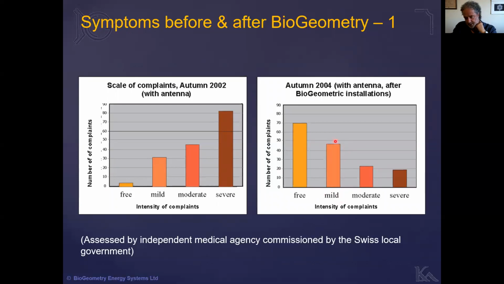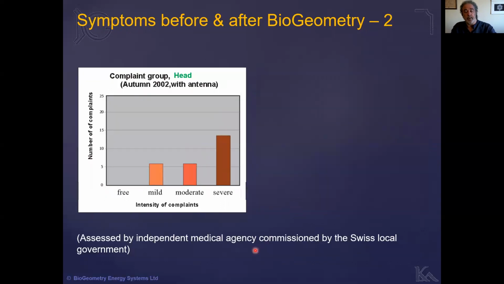Another large number mild, a smaller number moderate, and severe. Look how severe has gone down. And most importantly, look how people free from symptoms have gone up. In fact, you could actually look at this graph as a mirror image of before and after. Very, very significant.